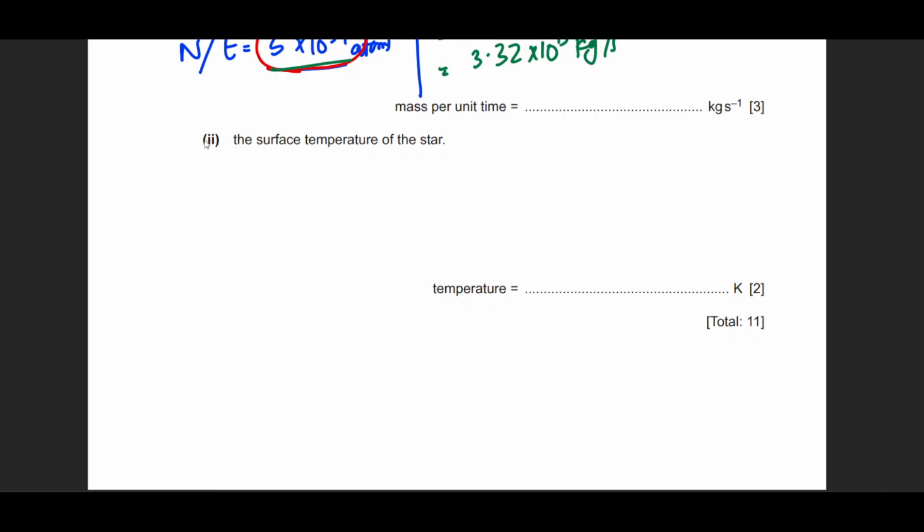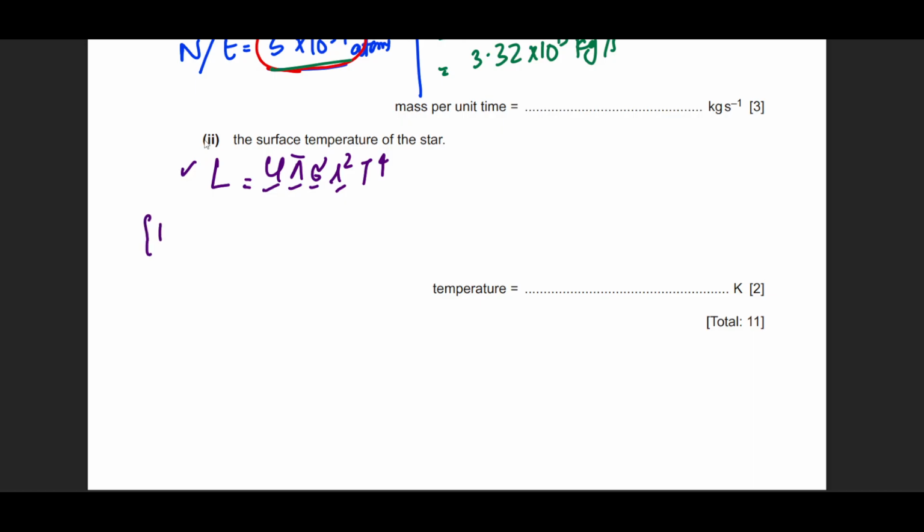We have the Stefan-Boltzmann law, which is L equals 4 pi sigma R squared T raised to the power 4. So we have luminosity, we have 4 pi and sigma, we have the radius as well. We need to find the temperature. So let us place the values.